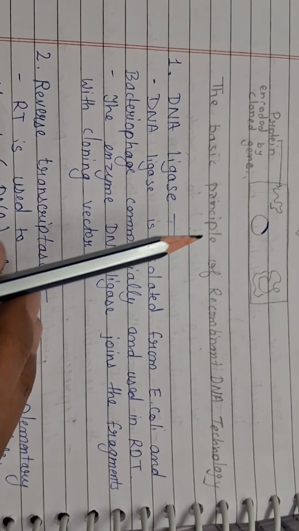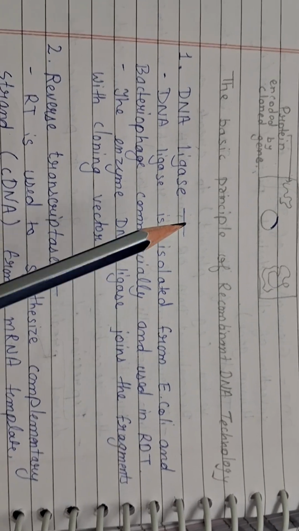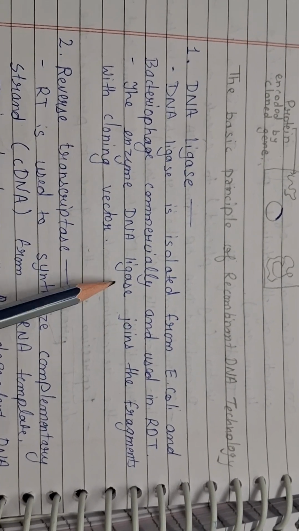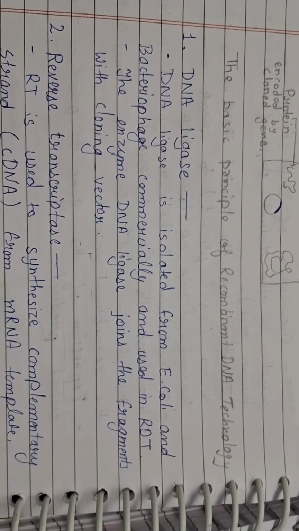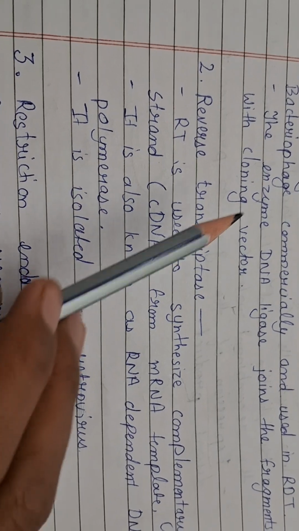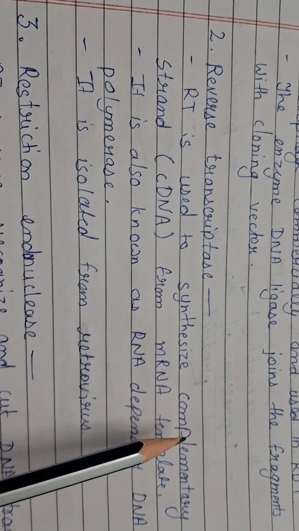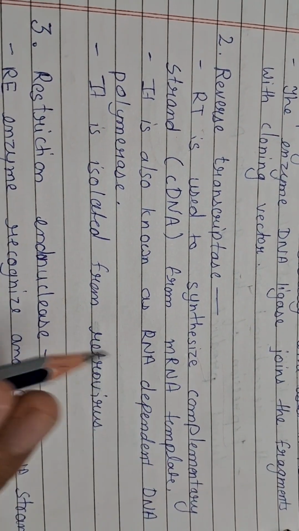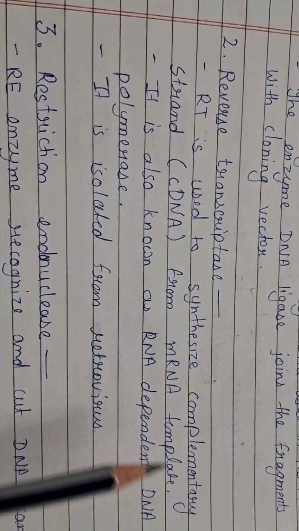So first one is DNA ligase. DNA ligase is isolated from E. coli and bacteriophage commercially and used in the RDT. The enzyme DNA ligase joins the fragments with the cloning vector. Now we are going to discuss reverse transcriptase. Reverse transcriptase is used to synthesize complementary strand cDNA from an mRNA template, or it is also known as RNA-dependent RNA polymerase. It is isolated from retroviruses.